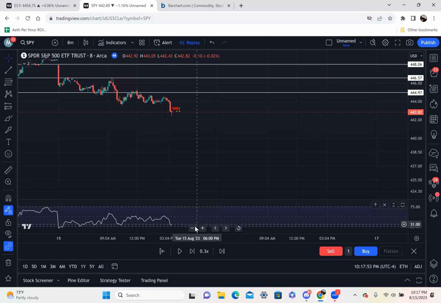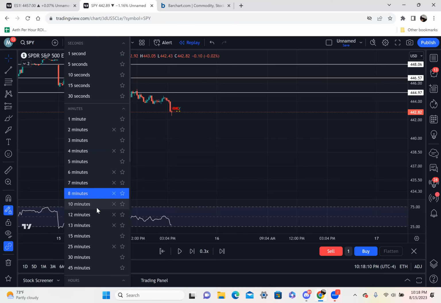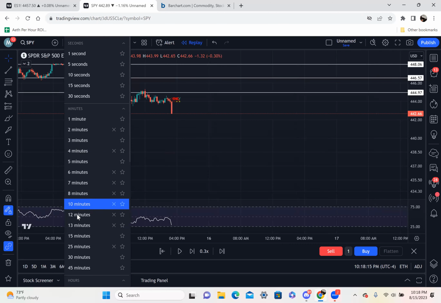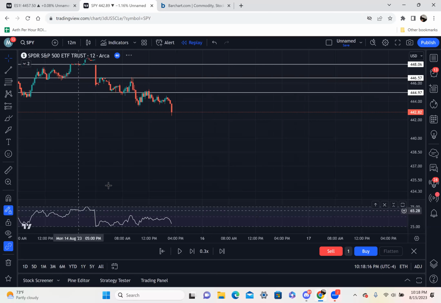You could be overbought on a 1 minute, doesn't mean that you're overbought on these time frames. You know what I'm saying? You could be overbought on a 15-minute, doesn't mean that you're overbought. I'm sorry, I'm using the wrong terminology. You could be oversold on the 15-minute and not be oversold on the 8-minute, right? This is a setup. This is a premium. That's why I'm going through all the time frames like this, so you can understand. This is the premium setup.